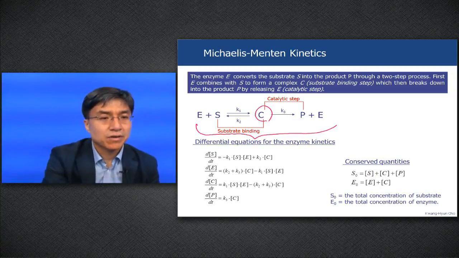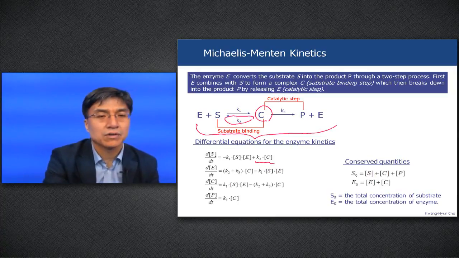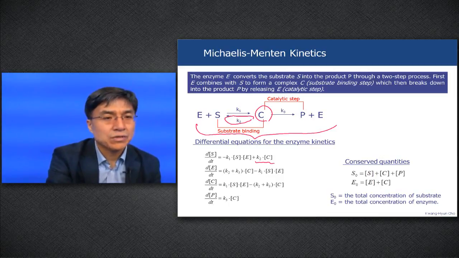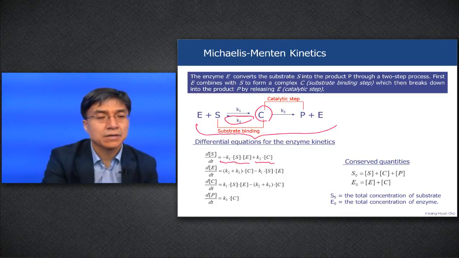If we just think of one of these, for example, substrate, the rate of change of a substrate molecule will increase as much as this backward reaction of k2 and proportional to the concentration of complex. On the other hand, the concentration of S will decrease as much as the production rate of complex C. That is this term. So if we repeat in this way, then we can write down all the mathematical equations for substrate, enzyme, complex, and product.